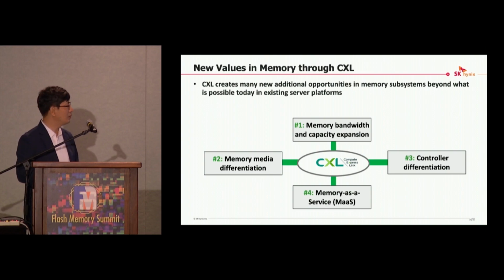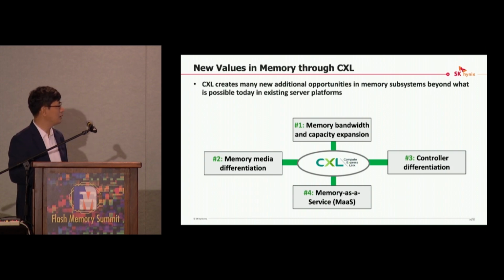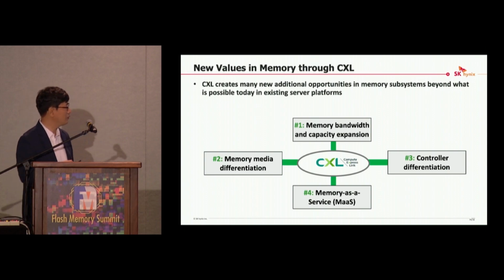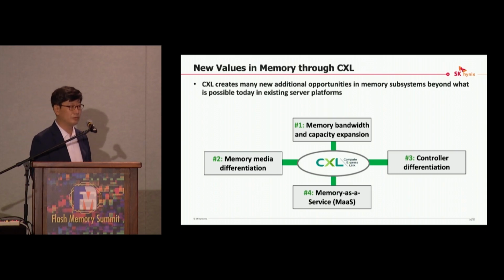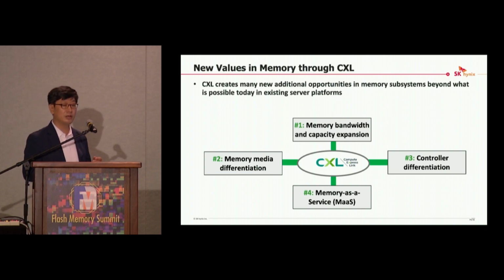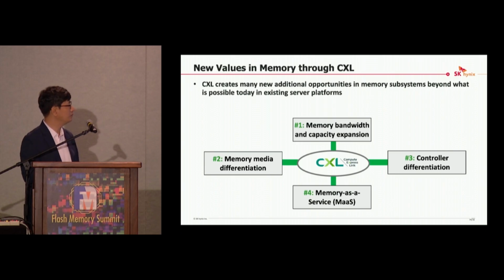The first value is memory bandwidth and capacity expansion. The second value is memory media differentiation. The third one is control differentiation. And finally, the fourth one would be memory as a service, or what we are calling MAS. So I will explain more details about what I mean by this. So in the following slides, I'm going to explain one by one what each of these key values means.